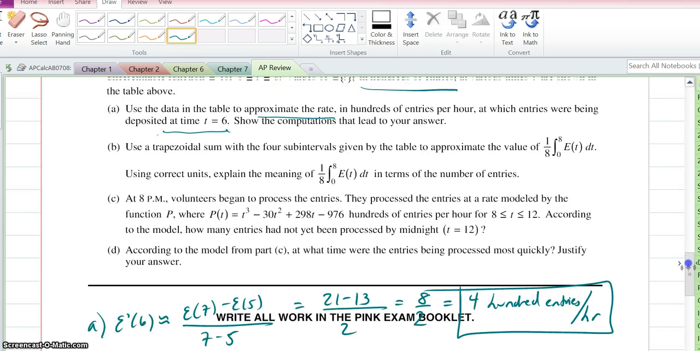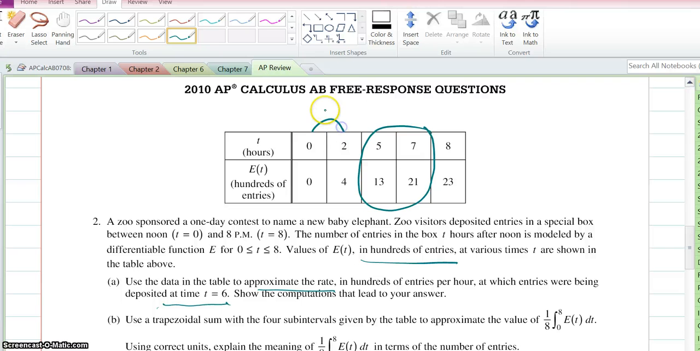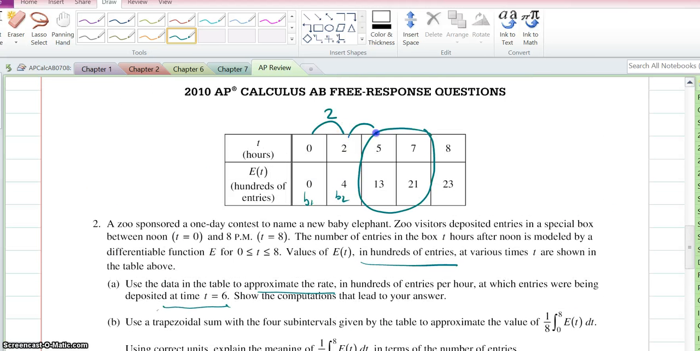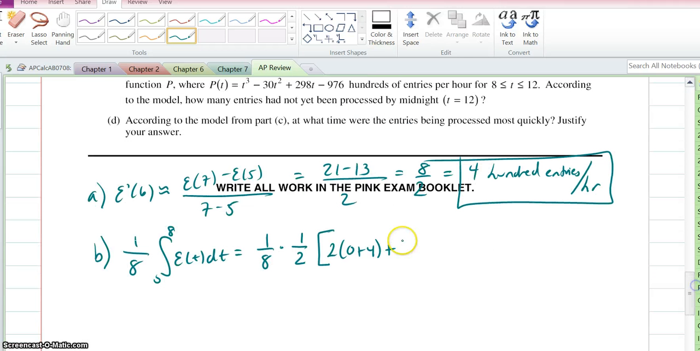Now the height of the first trapezoid, let's go back up, is 2. Okay, that's our height. So it's going to be 2 times base 1 plus base 2. So it's going to be 2 times 0 plus 4, plus our next trapezoid has a height of 3, times base 1 plus base 2. So it'll be 3 times 4 plus 13. And you're going to follow that same pattern. So the next trapezoid is going to have a height of 2, times the base 1 of 13 plus the base 2 of 21. Plus, then the last one has a height of 1, times 21 plus 23.